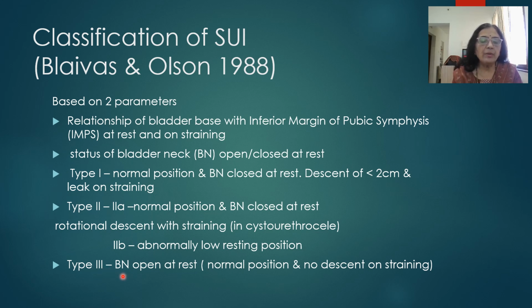Type 3 is when bladder neck is open at rest, but the position of the bladder base is normal at rest, as well as on straining the position remains normal. What is seen is the bladder neck is open even at rest, or in other words, what we have seen as internal sphincter deficiency, that is type 3.